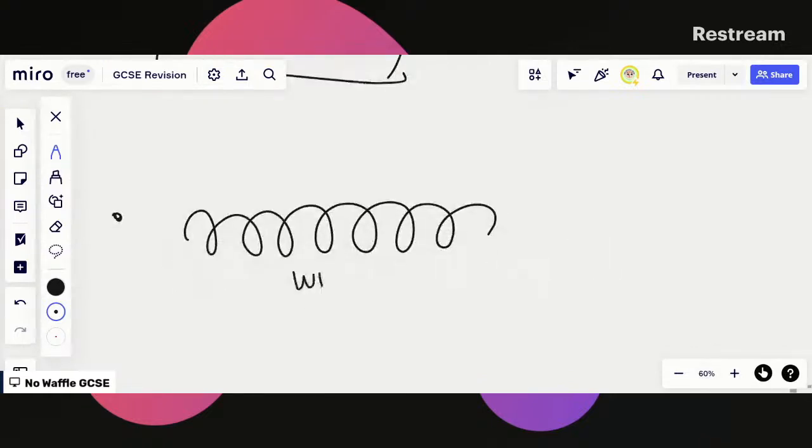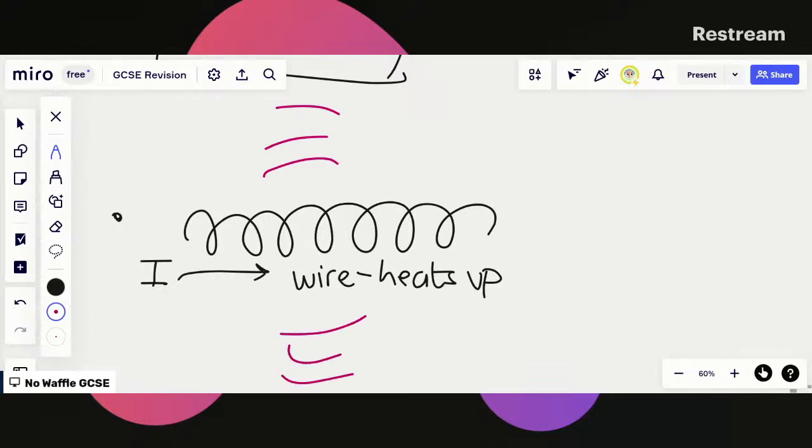And this wire heats up. And this heats up when a current flows through it. So you've got a current flowing through it, and that's why it's called the electric heater. Because the wire gets so hot, it starts emitting loads of radiation, infrared radiation, and this then causes the room and the atmosphere to get hotter.